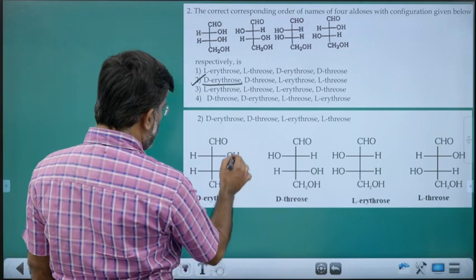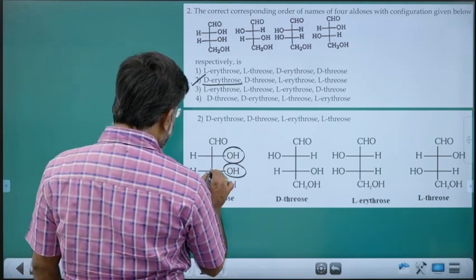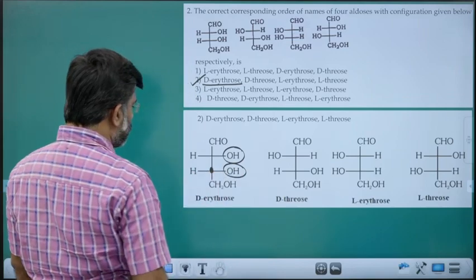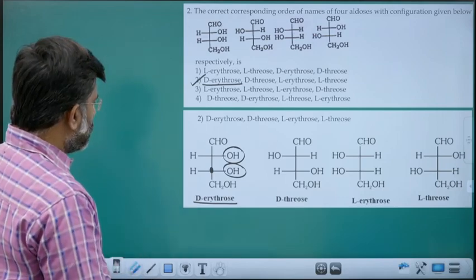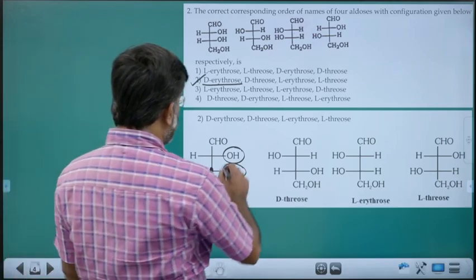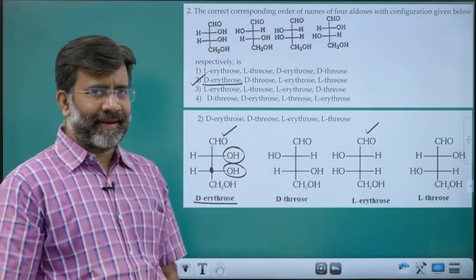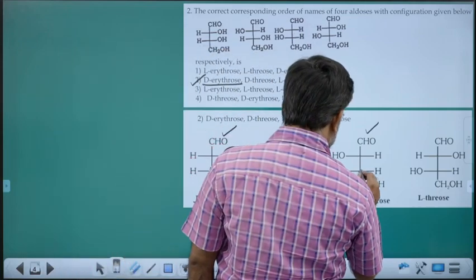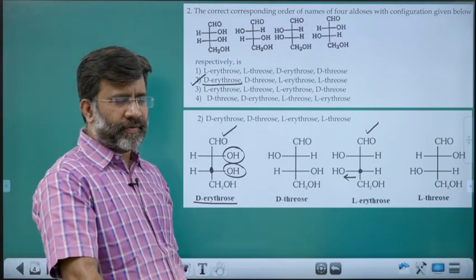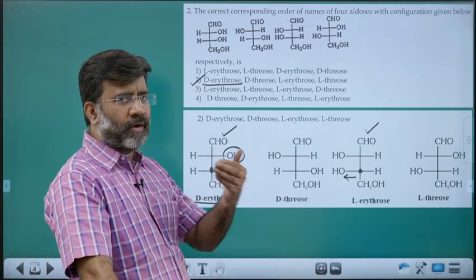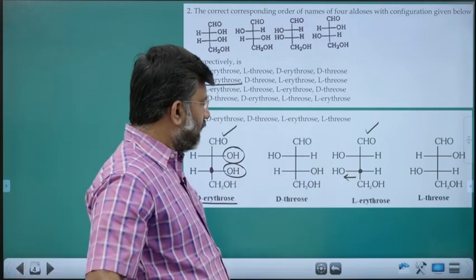You see, both OH groups are on the same side. That is erythrose. And what is D? On this carbon, the functional group is to the right. That is called D-erythrose. So what is L-erythrose? If this is D-erythrose, this is L-erythrose. The functional group on this carbon should be on the left-hand side. That is the L configuration. Erythrose means all the OH groups are on the same side. So this is D-erythrose, and that will be L-erythrose.